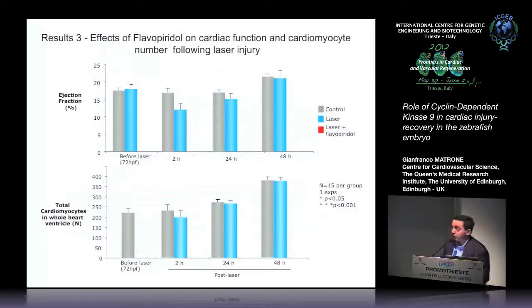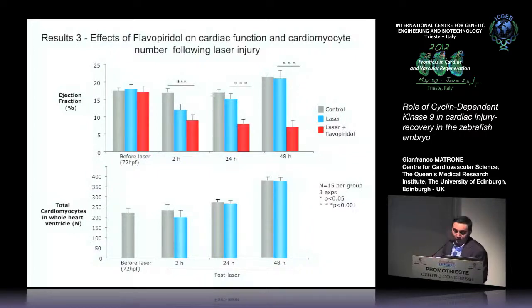So again, this is the curve of ejection fraction during normal development and following laser injury. So you see a decrease in cardiac function following laser injury and recovery at 24-48 hours post-laser. Laser injury in embryos exposed to flavopiridol also caused a significant reduction in ejection fraction, but in this case, no recovery was observed.